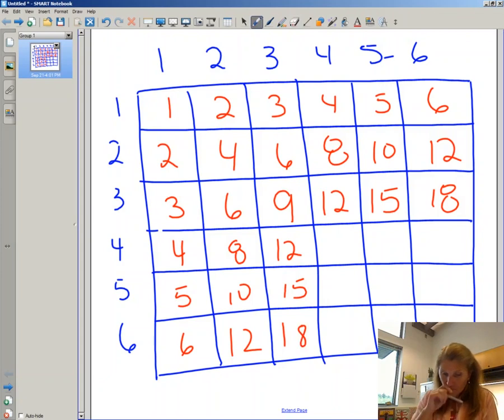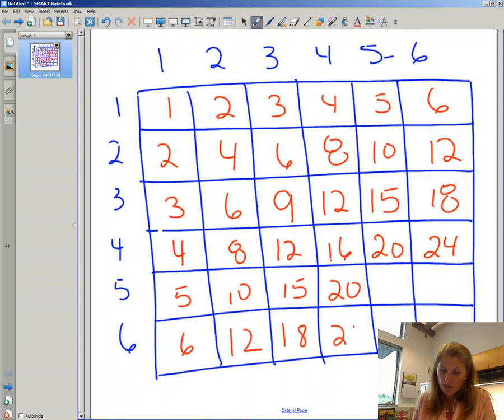18. Now I'm going to say 4 times 4 is 16. Remember what's happening with the 4? I'm adding 4 each time. 4 plus 4 is 8, plus 4 is 12, plus 4 is 16, plus 4 is 20, plus 4 is 24, and then I'd have the same numbers going down this way.